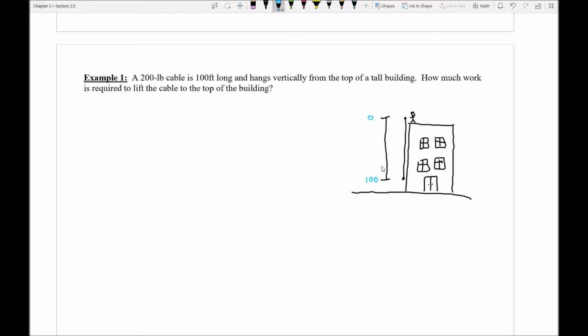Now, if I have this, I'm going to start to think about what we did in that opening exploration. I'm going to imagine that I could take my cable and chop it up into a bunch of smaller pieces.